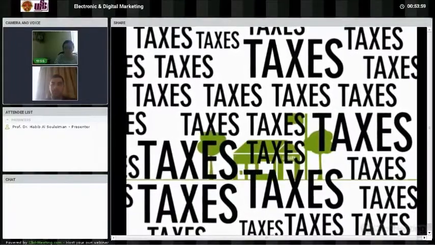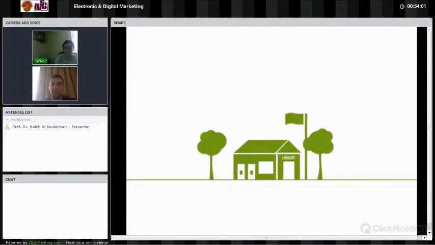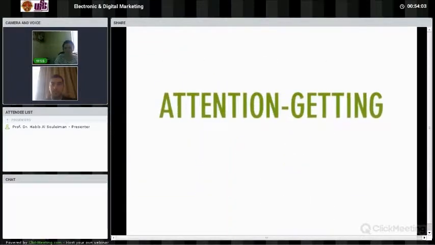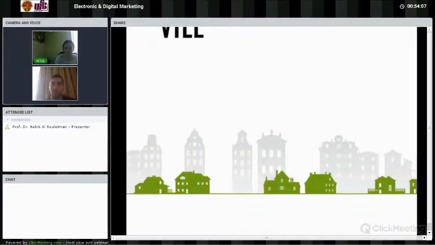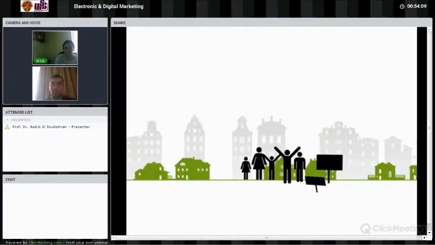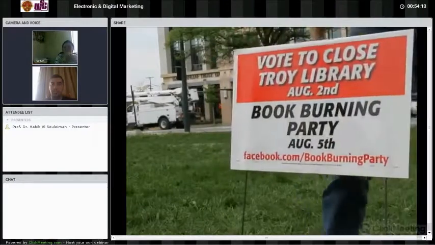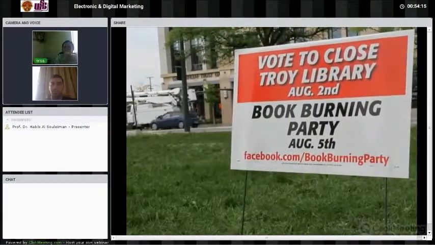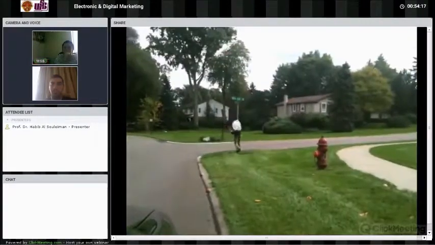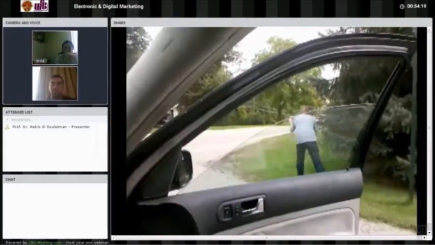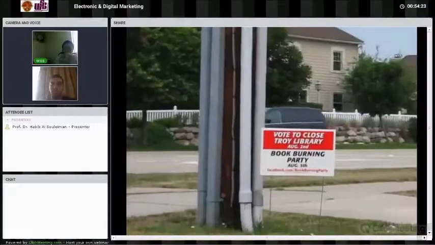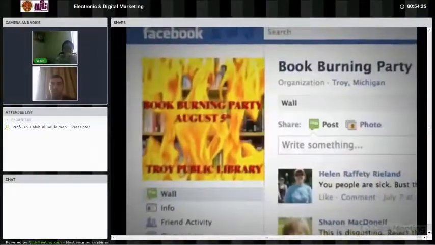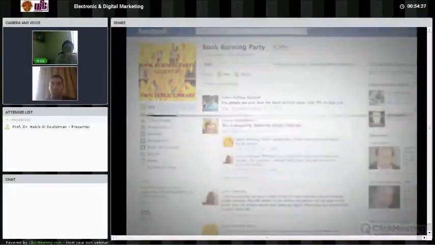With no money and an election less than a month away, the library needed help. They needed something attention-getting, audacious, maybe even vile. So we decided to form a group of our own and started planting signs around town that said, "Vote to close the library August 2nd, book burning party August 5th." The idea of book burning is bad enough, but gleefully making it a party, well, that angered people enough to send them to our Facebook page.